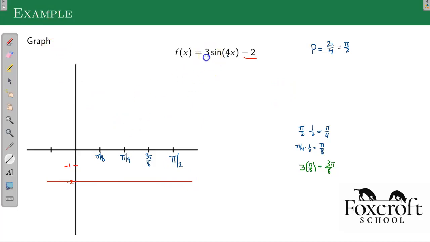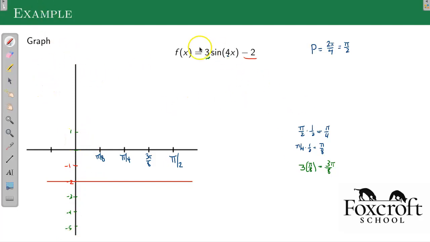And then next, I'm going to look at the amplitude. So the amplitude is 3, so I know my graph can go up 3: 1, 2, 3, so it can go up to 1, and then go down 3: -3, -4, -5. So these are going to be the extreme values of my graph.